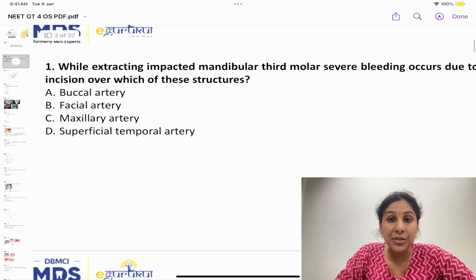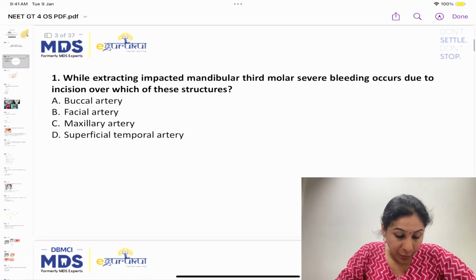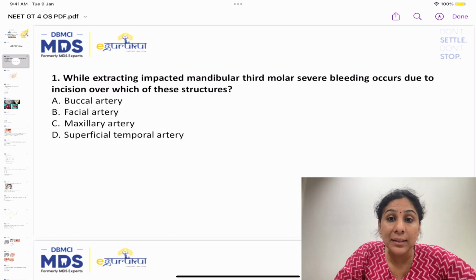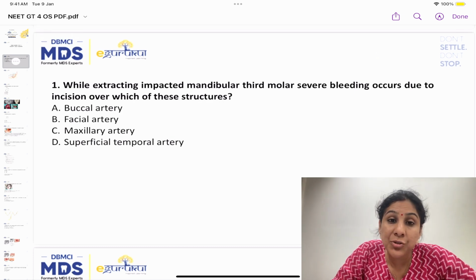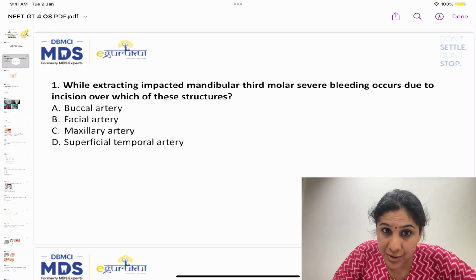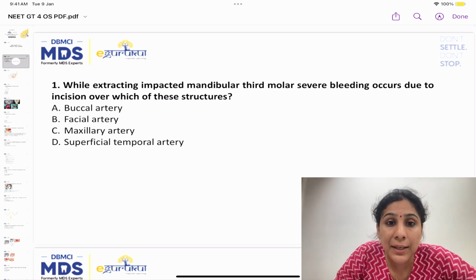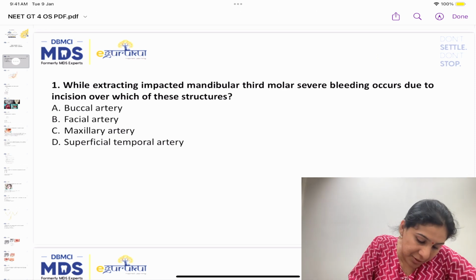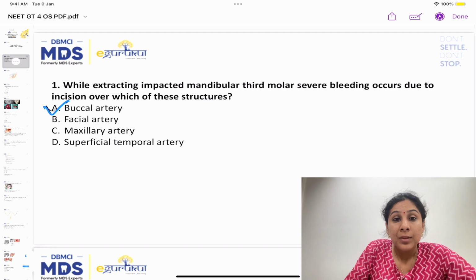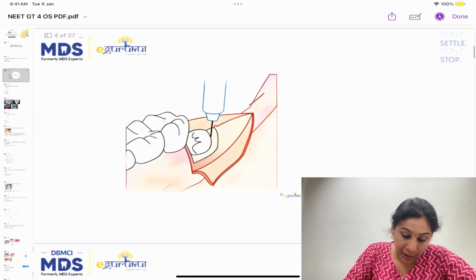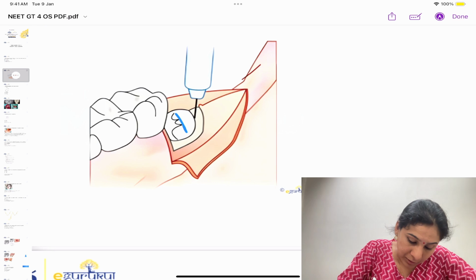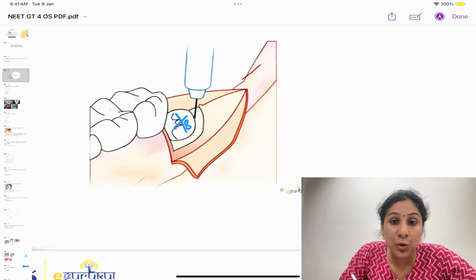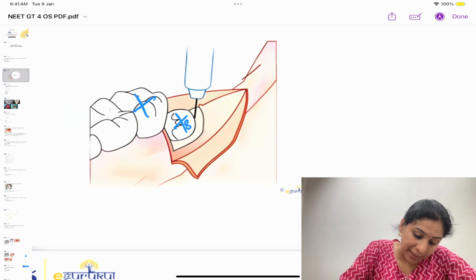Okay, the first question is, while extracting an impacted mandibular third molar, severe bleeding occurs due to incision over which of these structures? Okay, so now we know that the correct answer to this question is buccal artery. Alright, I'll tell you how. Okay, so this is your impacted mandibular third molar. Alright, this is your wisdom tooth and this is your second molar.